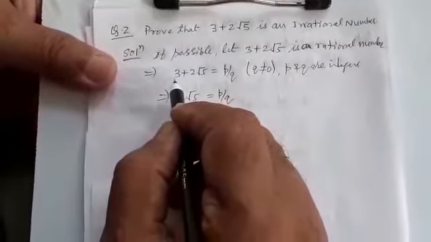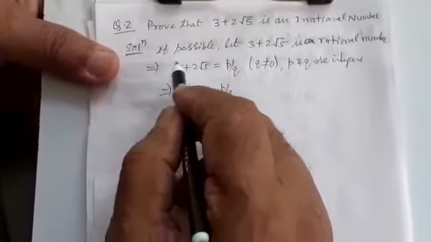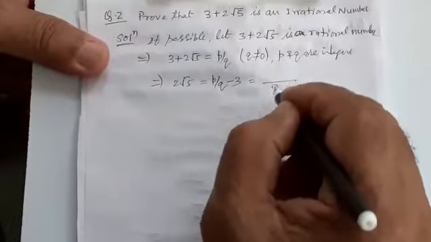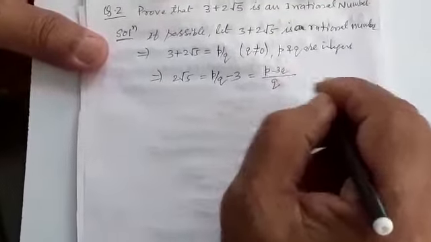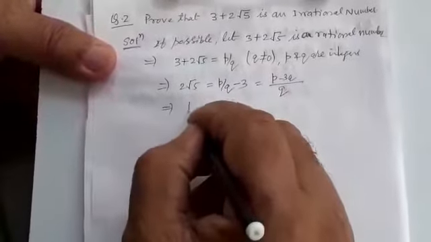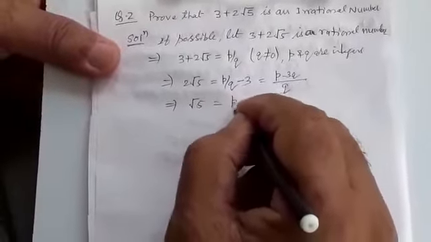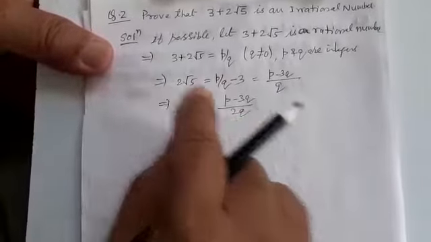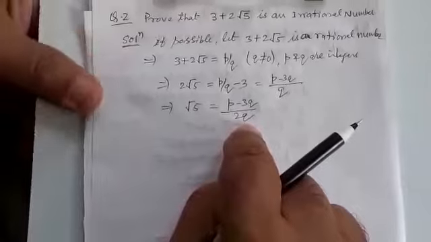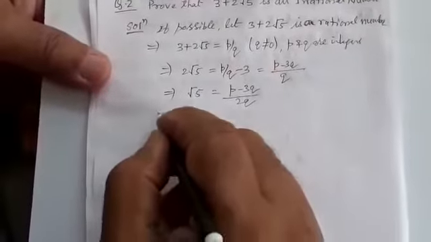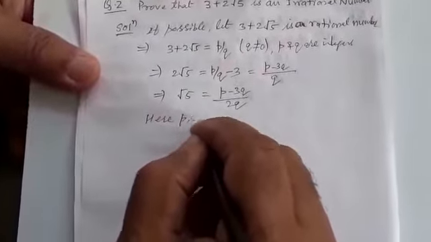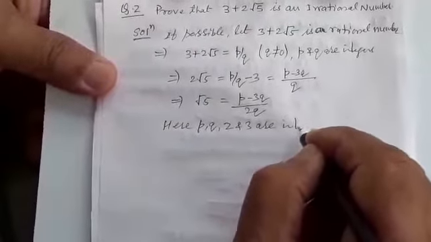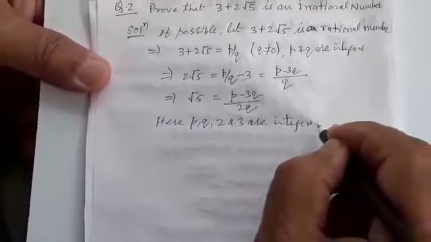This implies 2 root 5 equals p upon q minus 3. Now I am carrying this 3 from LHS to RHS. On this side it is plus, so on that side it will be minus. We will take the LCM q. Now it is p minus 3q. I have simplified. This implies root 5 equals p minus 3q by 2q. Since here 2 is in the form of multiple, that's why on this side it will be in division. So here p, q, 2 and 3 are integers in the RHS.